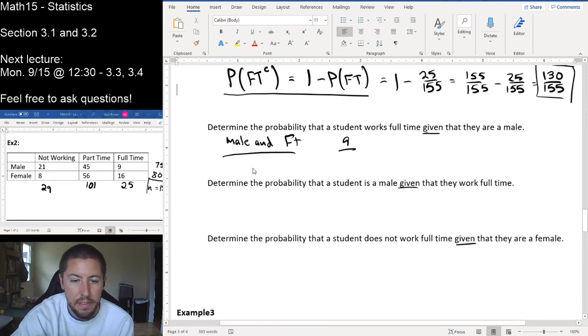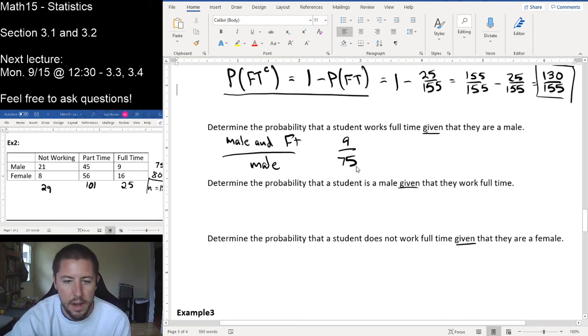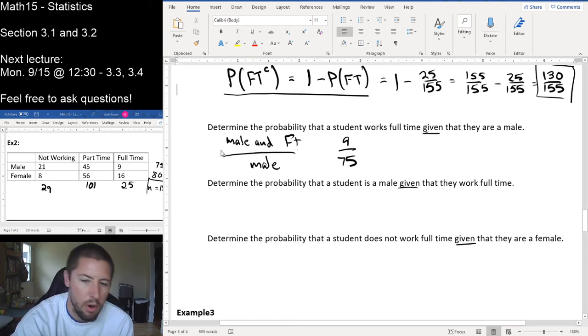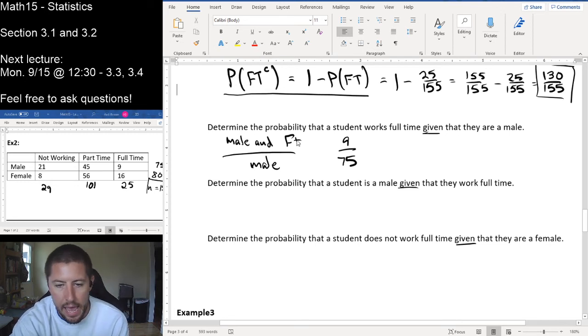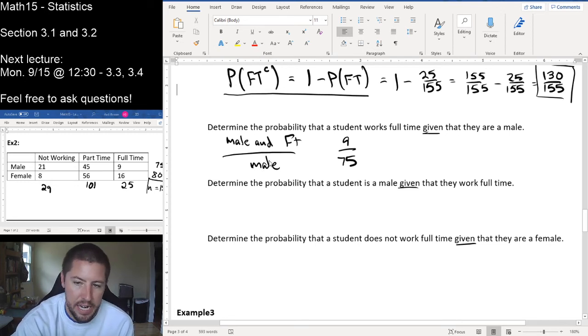Divided by, it was given that they were a male. So out of all of the males, 9 out of 75 right there. This is the same thing as our Bayes rule before. The probability of A given B is the probability of A and B. Okay, so I wrote mine backwards right there. I've got B and A. That is the condition down there. It was given that they were male. So that's what told me to count out of 75.